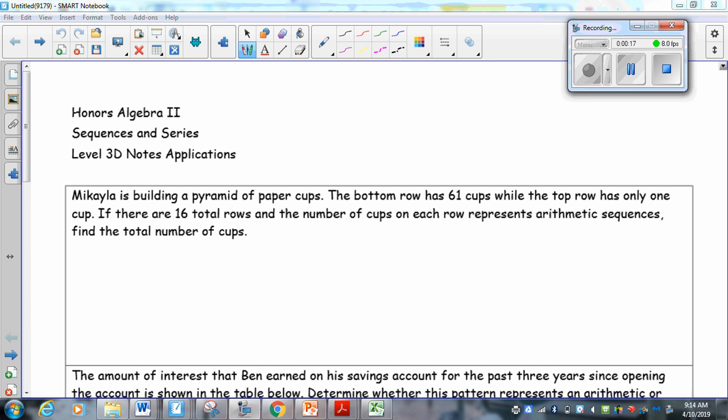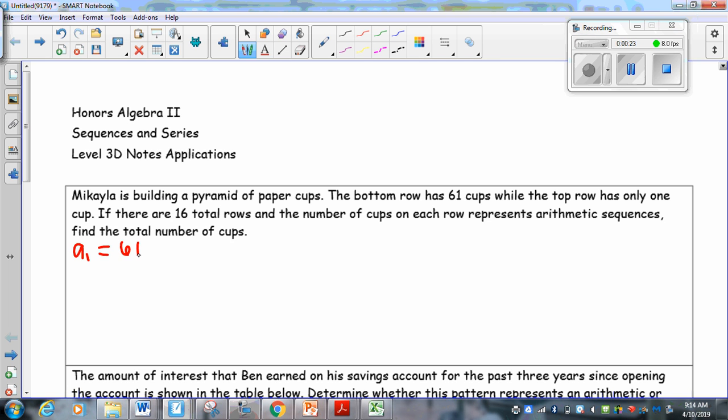The bottom row has 61 cups. So right there, I know that that is my A1. A1 is 61. The top row only has one cup, so my AN is 1. If there's 16 total rows and the number of cups on each row represents an arithmetic sequence, find the total number of cups. So we were given that this one's arithmetic, and we were given that n equals 16.